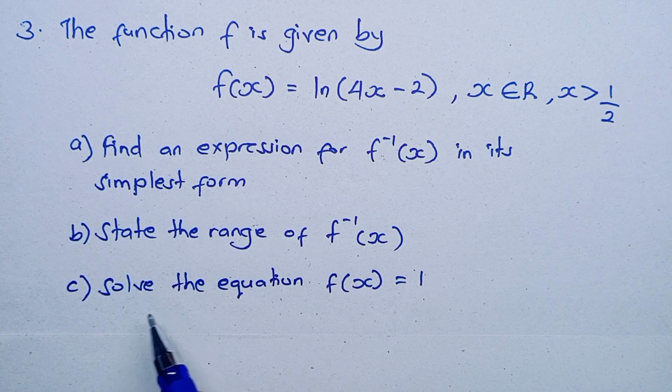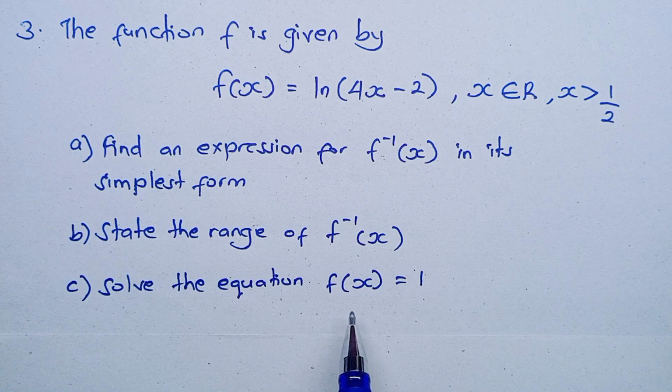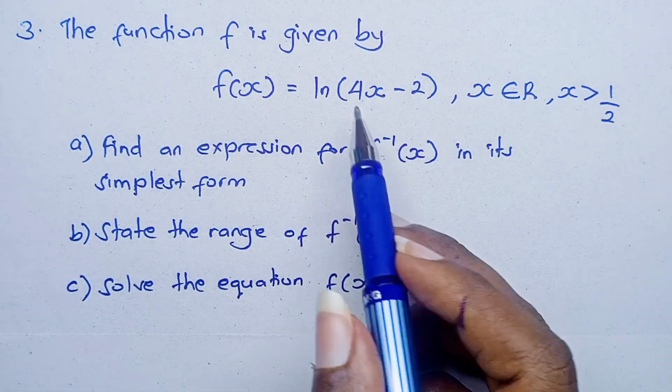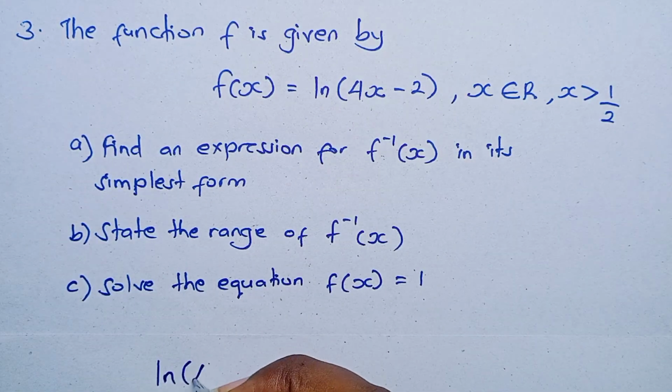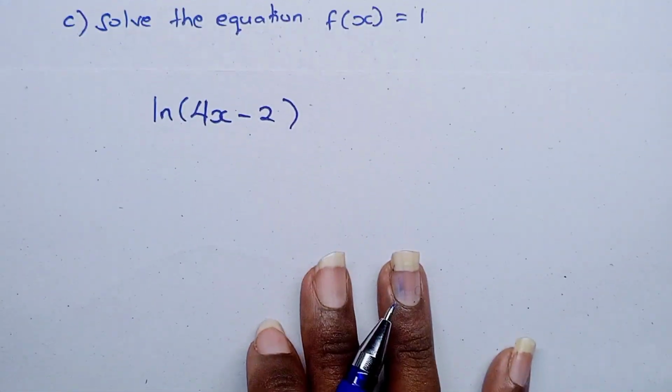Now let us solve for part C. Solve the equation f of x equals 1. To find the value of x where f of x equals 1, we have to substitute the given function definition into the equation. So f of x is natural log of 4x minus 2. So this is what equals 1.